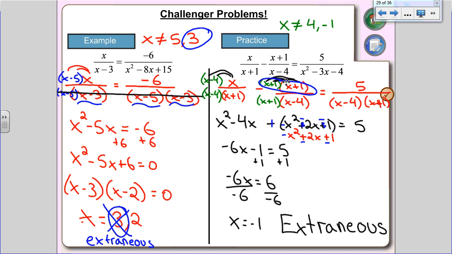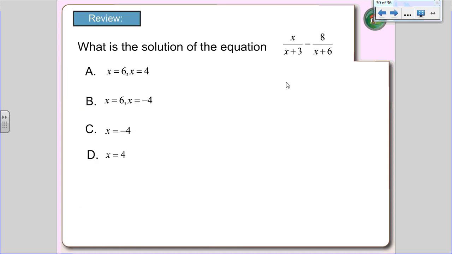Okay, multiple choice question. What is the solution of the equation? So, two ways to do this. Way number one is to solve the thing. If I want to solve this, I need a common denominator. I'm just going to do this quick. I'm going to do x plus 6, x plus 3. We do the bottom, we do the top. You also write out your non-permissible values, which are negative 6 and negative 3.